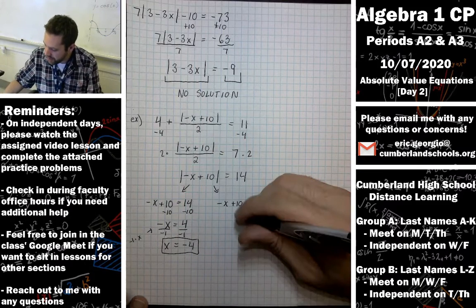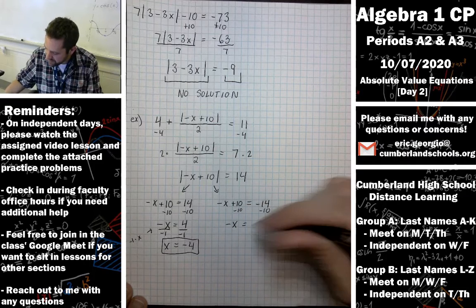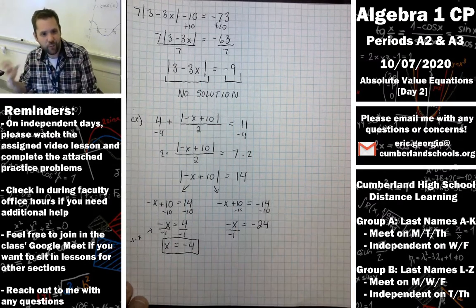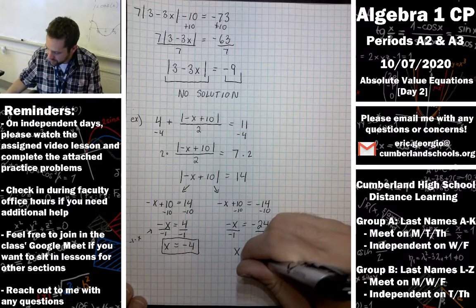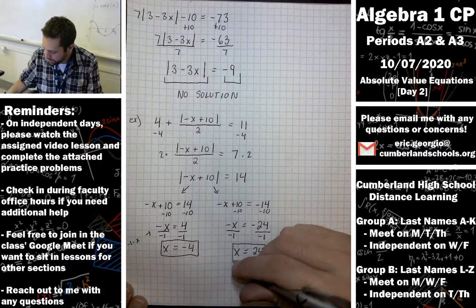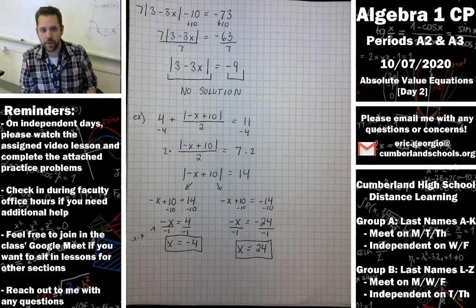We find the other one by subtracting 10. Gives us negative x, or the opposite of x, equals negative 24. Let's divide by that hidden negative 1 times x that's really happening there. And it gives us x equals negative 24 divided by negative 1, positive 24. And so those would be my two solutions. All right. Hopefully no question on that.